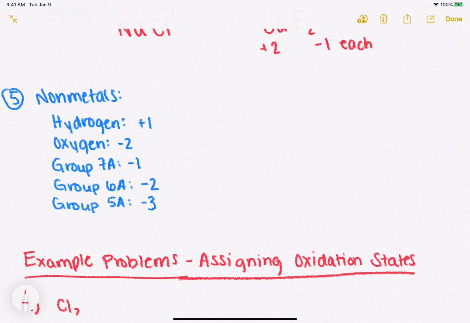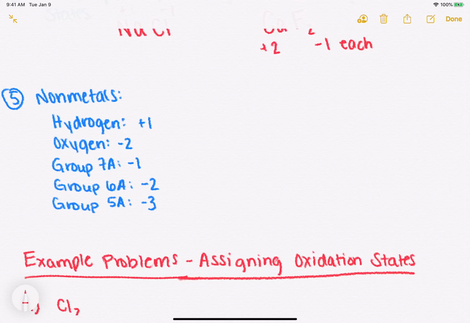So an example of how we can really tell, like, it's not the same thing. Nonmetals also have oxidation states even if they don't have a charge. So again, we have to follow these in order. Hydrogen usually has a +1 oxidation state, oxygen -2, group 7A -1, 6A -2, 5A -3. And that is regardless of whether or not it's an ionic compound. So whether or not those particles are charged, it doesn't matter. Whether or not they're charged, they will still have some oxidation state.